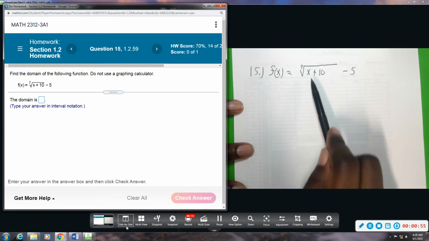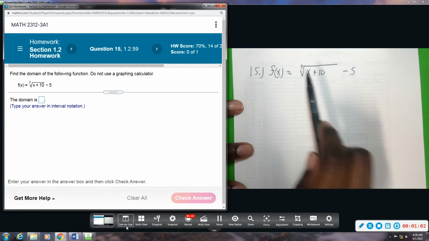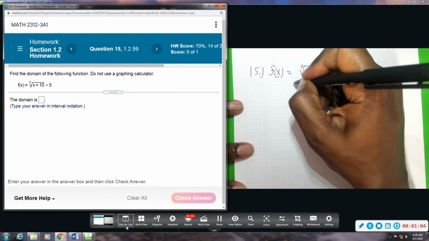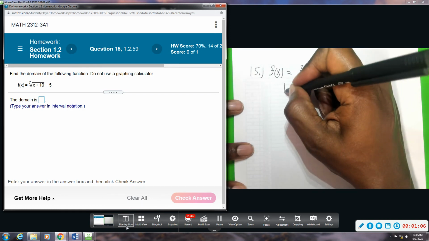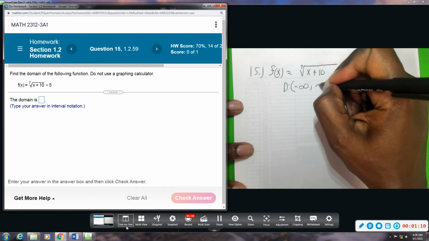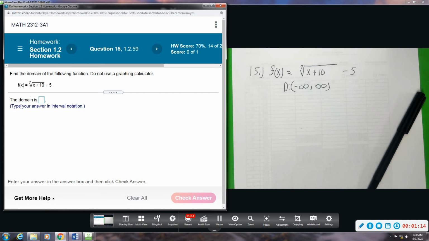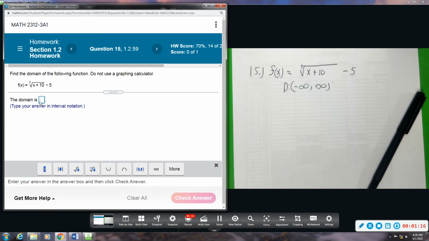There's no fraction with x in the bottom. It's not an even root. We do have a root, but it's odd. And then we don't have a logarithm. So in this scenario, you don't have to do any work. Your domain is all real, and it's just by knowing that definition in those 3 situations. So just negative infinity to infinity.